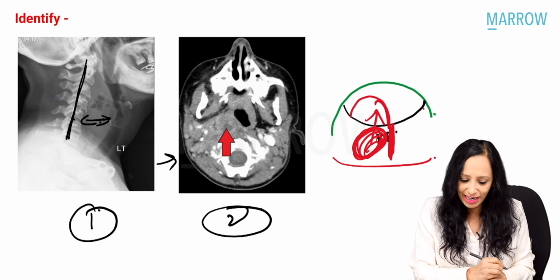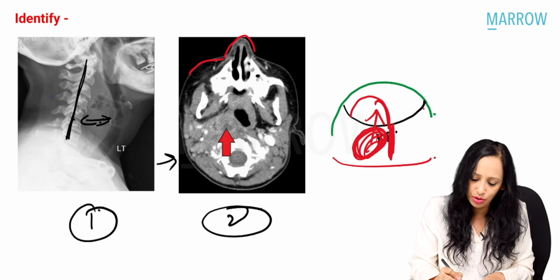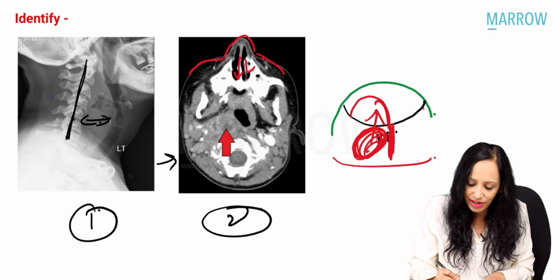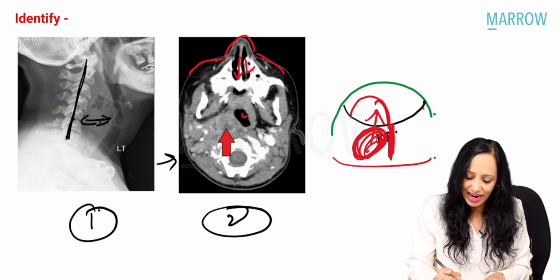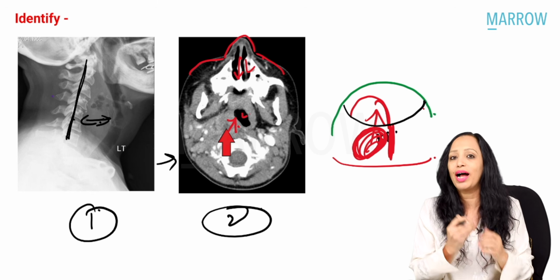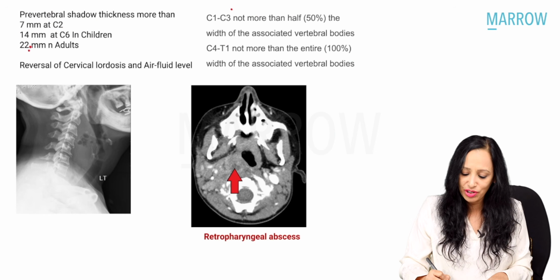So yes, let us see the second picture. Here we are seeing a transverse cut section. This is the cheek, the nose, the nasal cavity, and here we are seeing the pharyngeal lumen, in which we are seeing that there is a bulge only on one side of the midline. So yes, this is the retropharyngeal abscess.